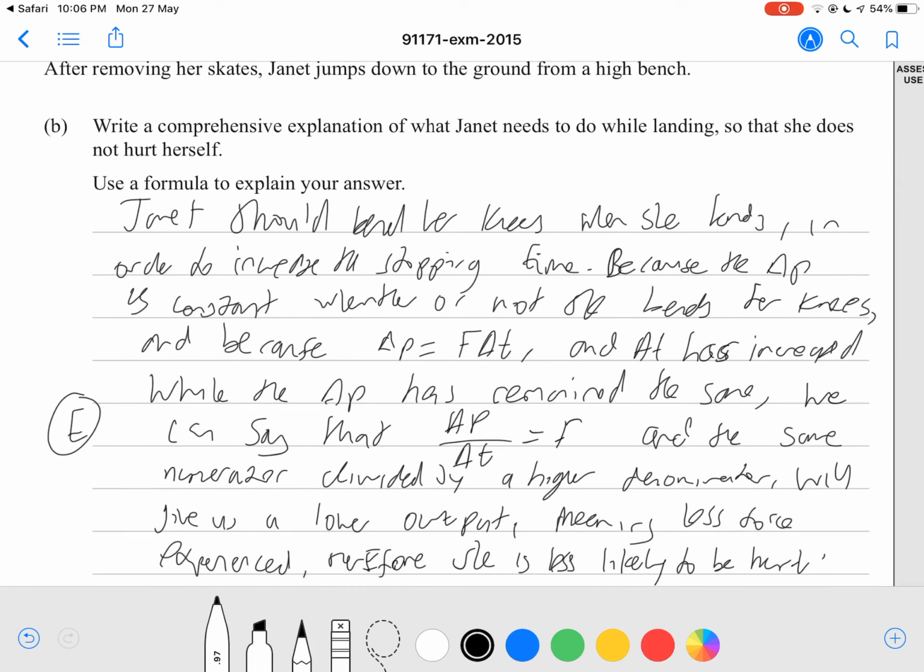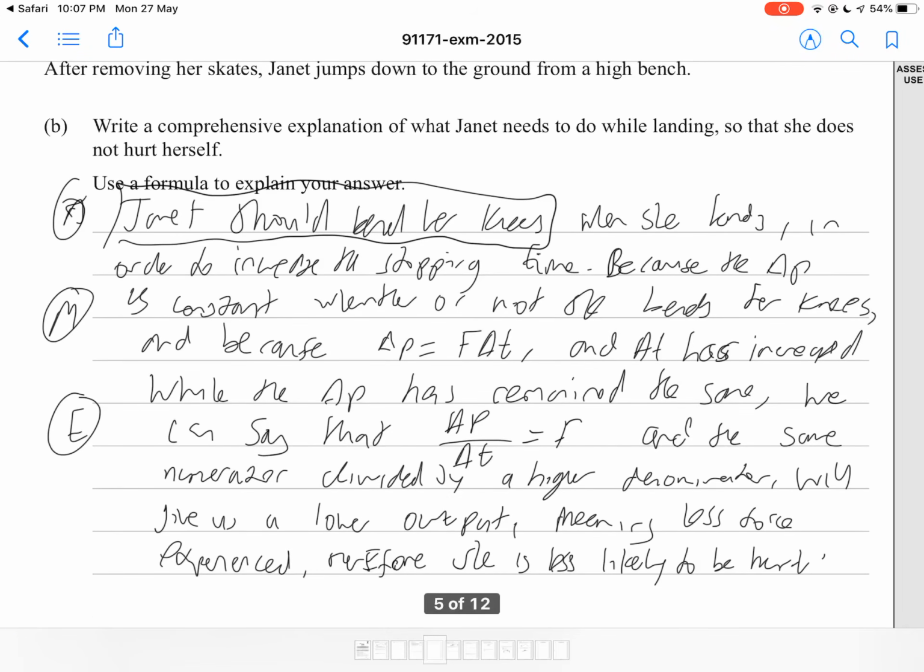To get a merit, you're going to say that Janet needs to bend her knees, and you have to recognize that this increases the stopping time and reduces the force, okay? So merit, and then to get an achieved, you're looking at only saying that Janet needs to bend her knees. So just saying Janet needs to bend her knees will get you an achieved, okay?